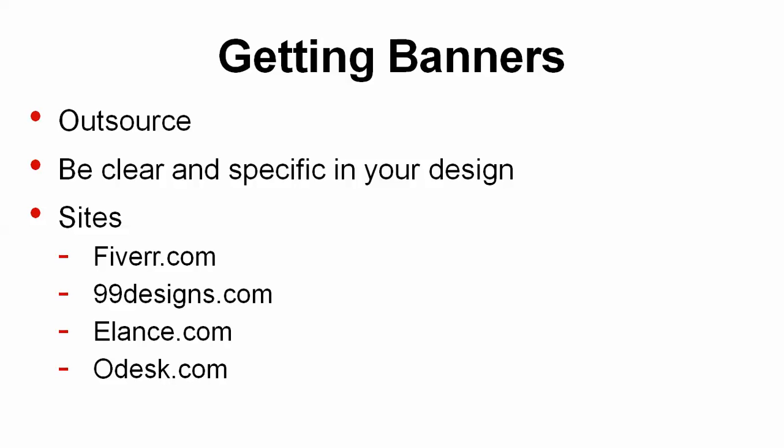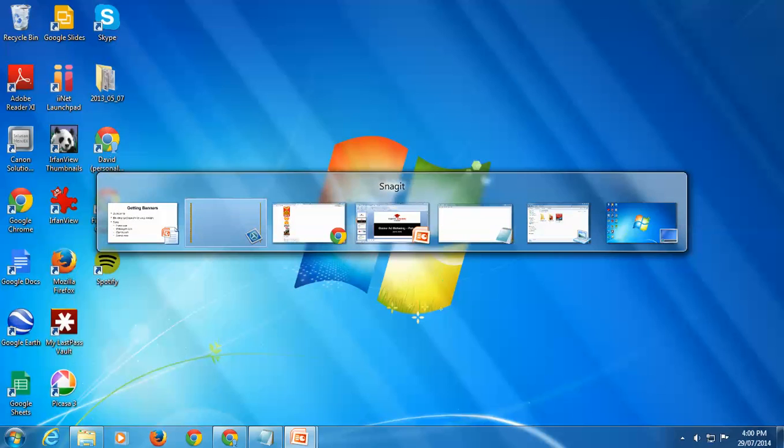So here's some very popular sites. There's Fiverr. Fiverr is a good way to get really cheap banners done. 99 Designs is a bit more premium, and you can get many talented designers that way. Elance and Odesk are the same. They're kind of freelance sites. So I'll show you a couple of these now.